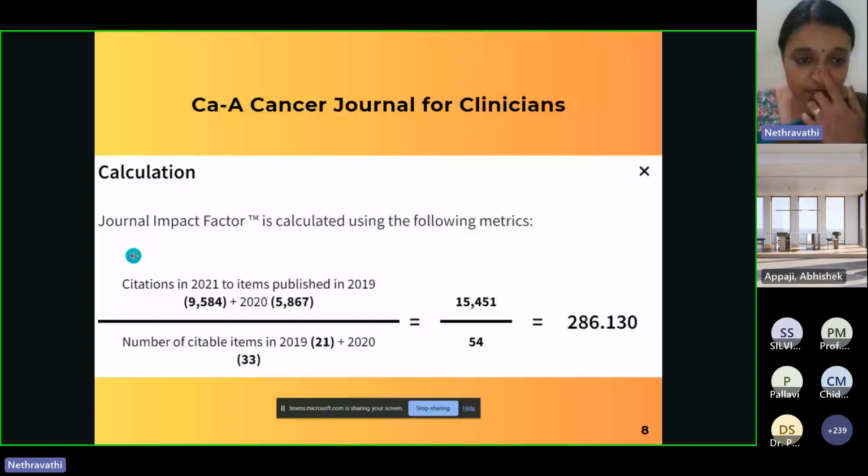This was taken, again, from Clarivate. If you go to Clarivate and search for the journals list, it will show. So this is how you calculate the journal impact factor. Hope it is clear. Hope all of you are following.